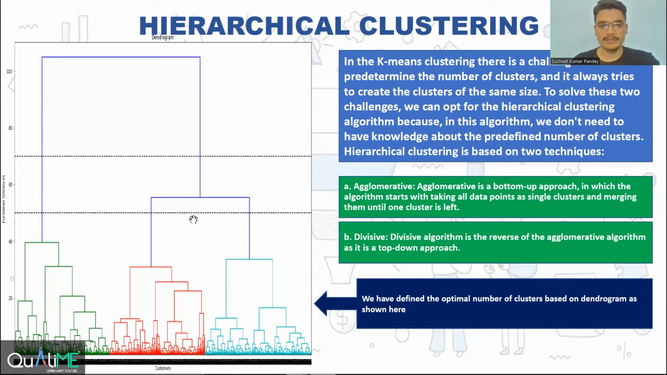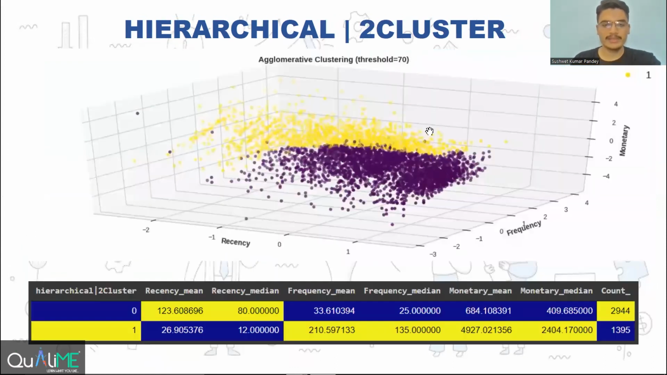If we take threshold 50, we'll get 3 clusters, because the number of clusters here is defined by the number of vertical lines intersected by this horizontal line drawn from the threshold distance. So we are getting 3 clusters here if we take threshold distance equal to 50. If we take threshold distance to be 70, we are getting 2 clusters because this is intersecting 2 vertical lines. So let's visualize these two possibilities.